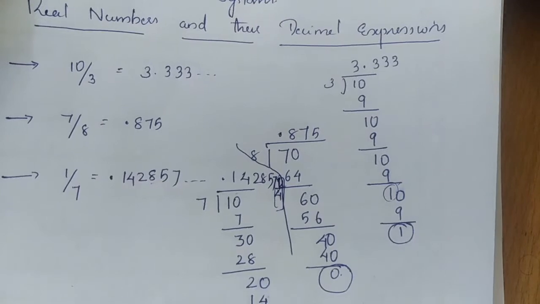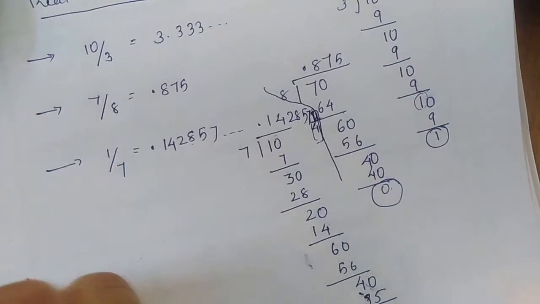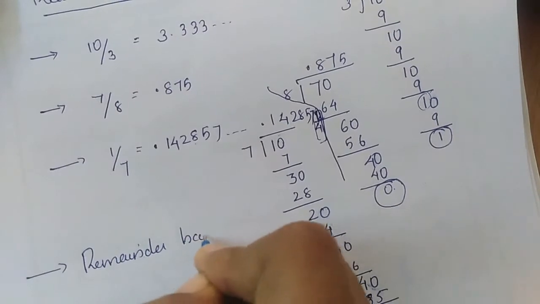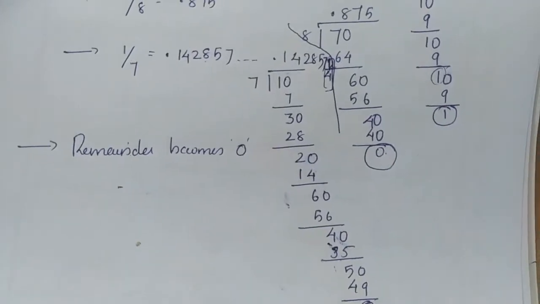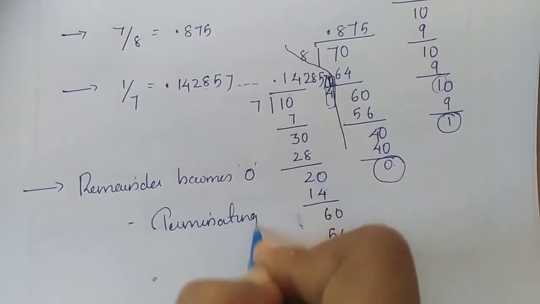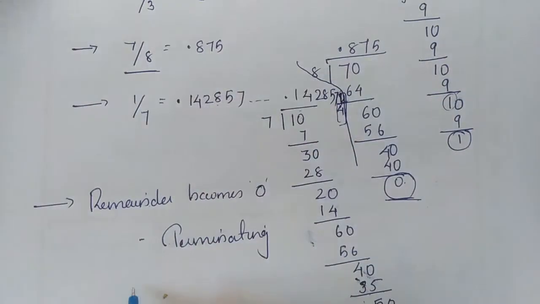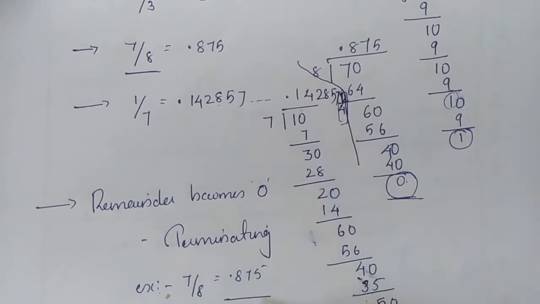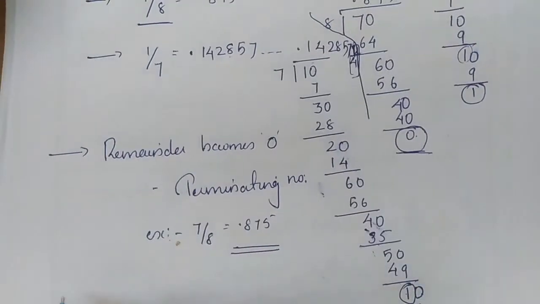Okay, let's discuss the results. We can categorize these three divisions into two. First case, the remainder becomes zero. Such numbers are called terminating. That is the case of 7 by 8. The remainder becomes zero, so we call 7 by 8, 0.875, a terminating number. Remainder becomes zero, such numbers are called terminating numbers.